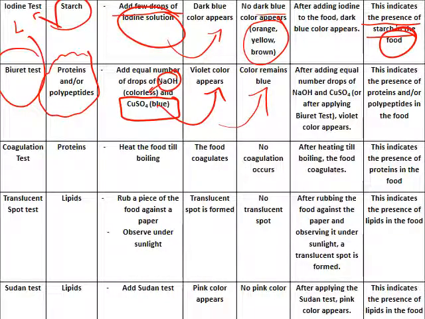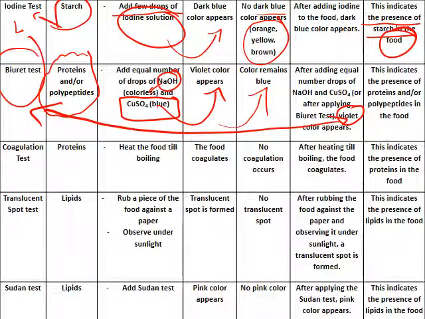What is the analysis? After adding equal drops of NaOH and CuSO4, or after applying the biuret test, violet color. So the key here is the violet. So proteins with the biuret test are going to give violet color. What does this indicate? This indicates the presence of protein and or polypeptides. And pay attention to this one, and or polypeptides.